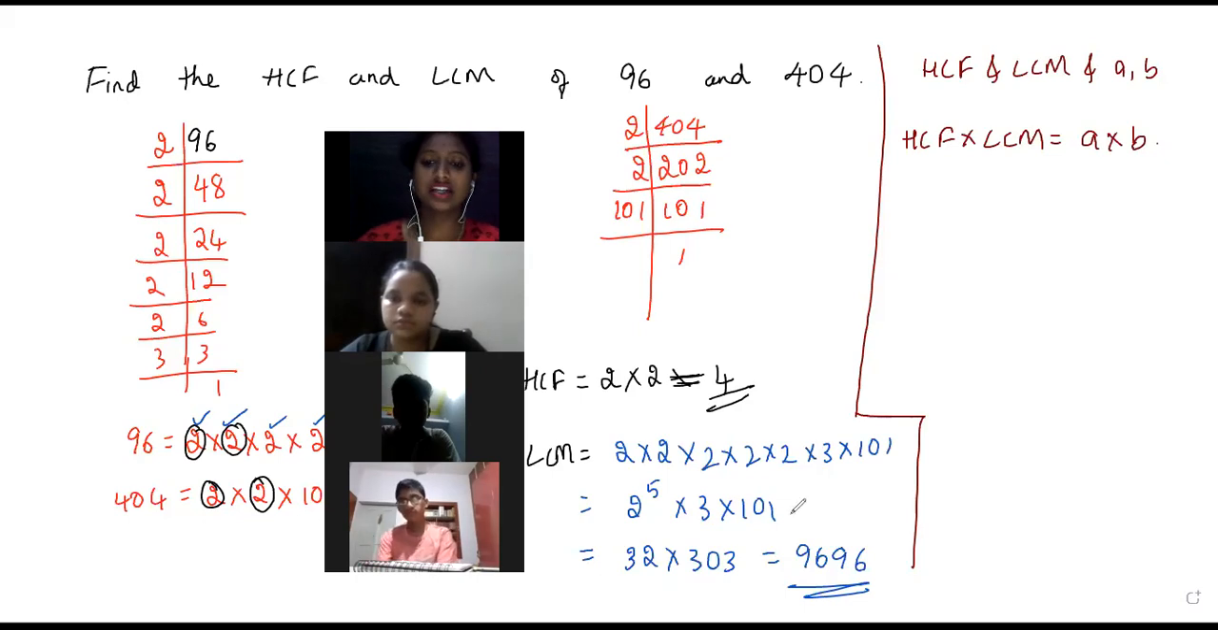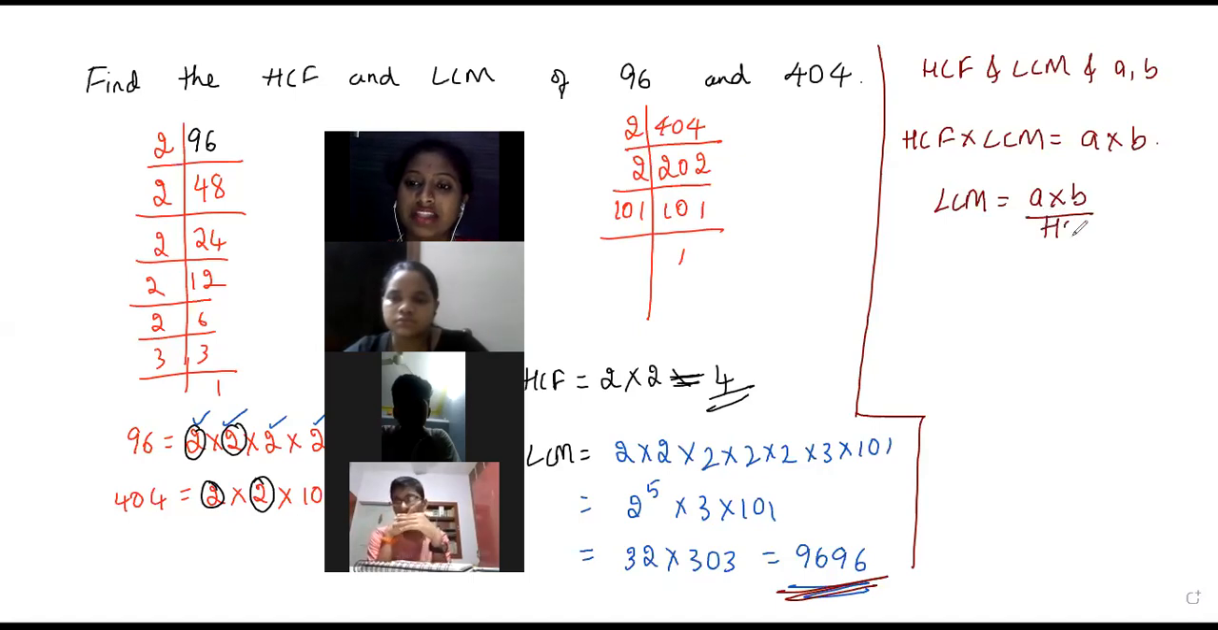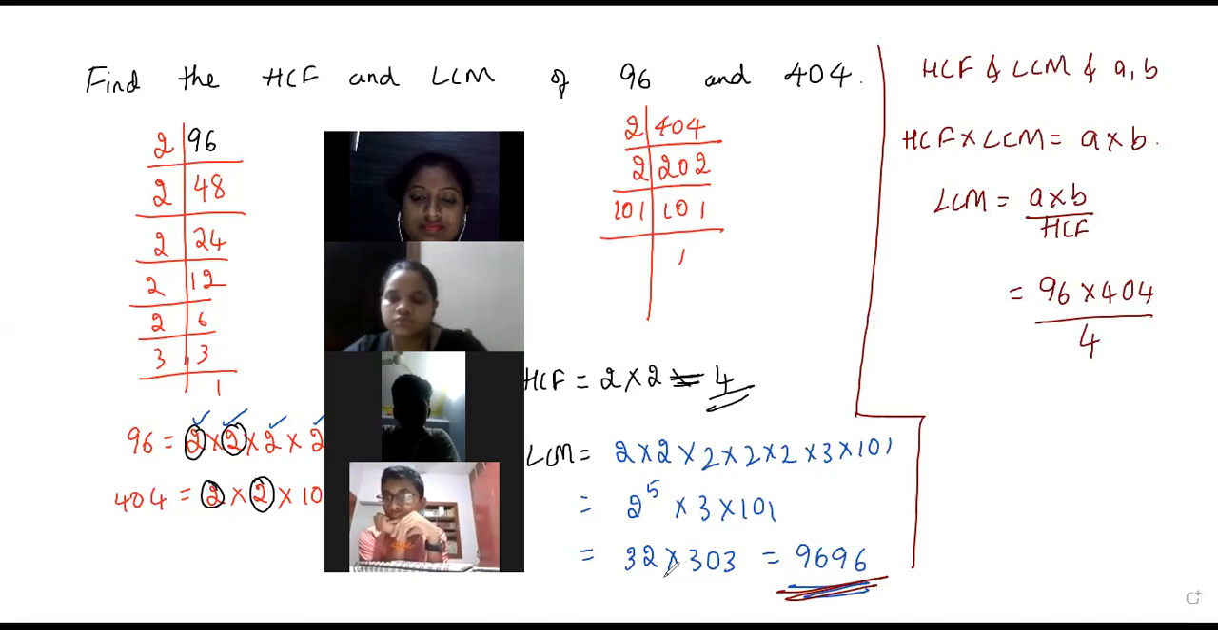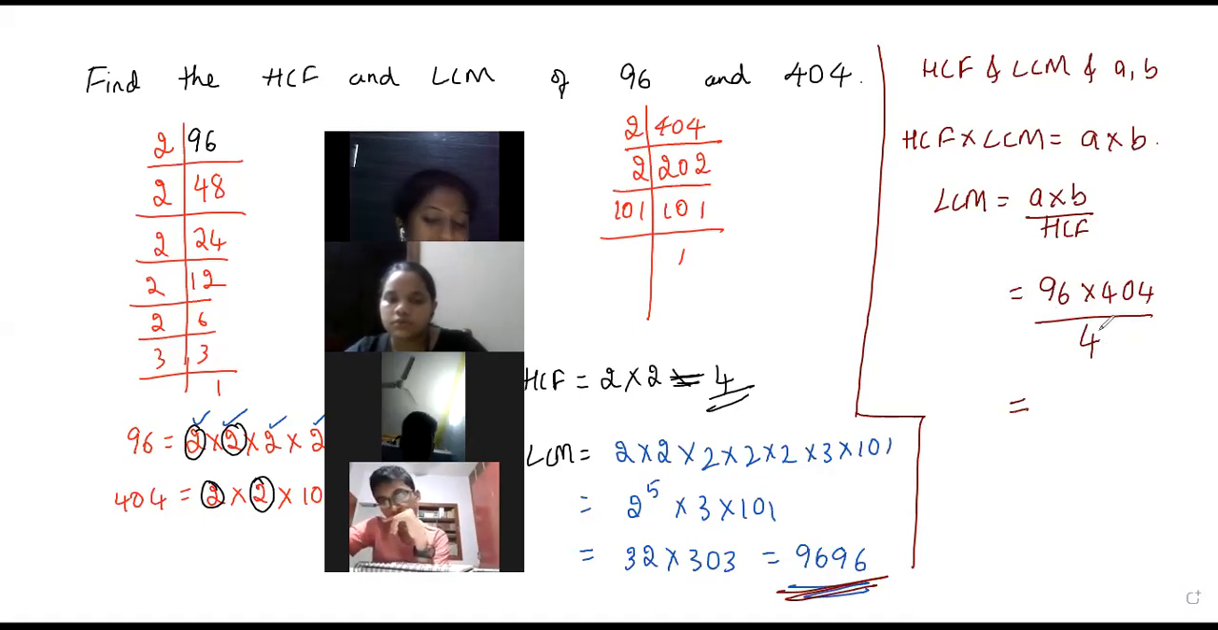Here the LCM is a big number, and you have to multiply so much to find it. Instead, you can use this formula to find the LCM. LCM is equal to A into B divided by the HCF of those two numbers. So A is 96, B is 404, divided by HCF, which is 4. Can you simplify this and tell me?